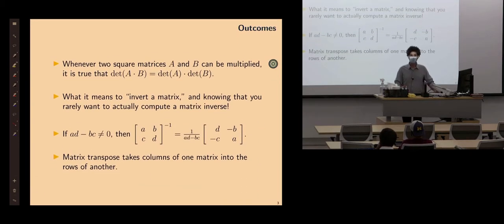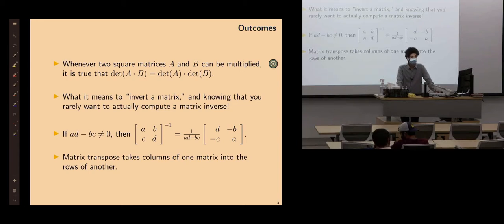Now, the major topics that we want to cover today: the determinant of two matrices, if we multiply them and then take the determinant, is the same as multiplying their determinants. That's a very handy result in linear algebra. And we want to give a definition to the inverse of a matrix. What does it mean to have an inverse for a matrix?